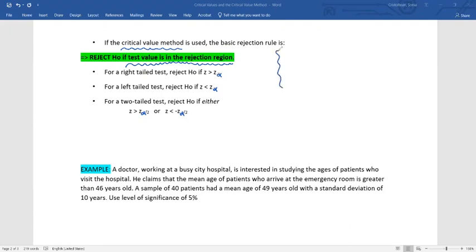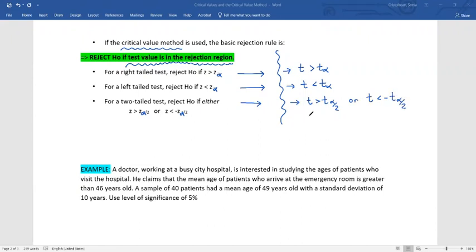Now, if instead of Z we are using the t distribution, then the notation will change accordingly. Reject H sub 0 for a right-tailed test if t is greater than t alpha, which is the critical value, or for a left-tailed test if t is less than t alpha, and for a two-tailed test if t is greater than t alpha over 2, or t is less than negative t alpha over 2.